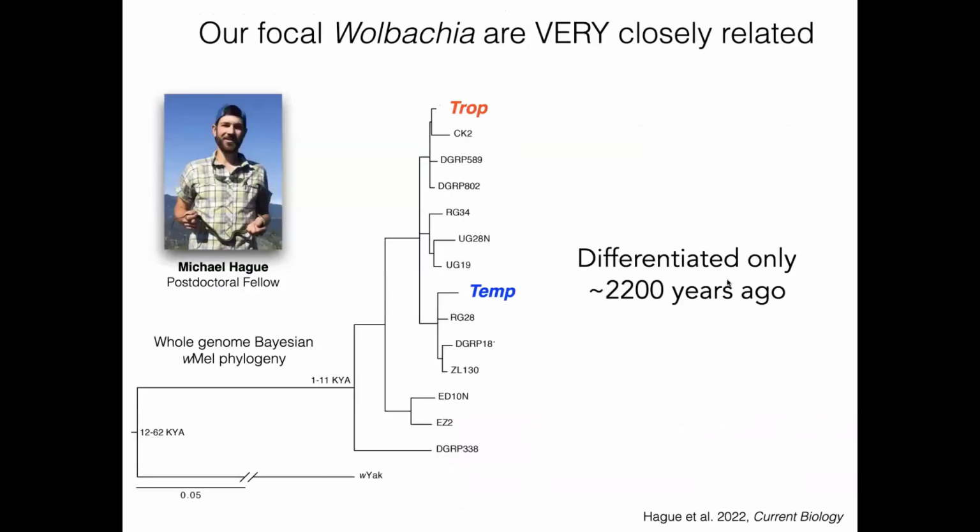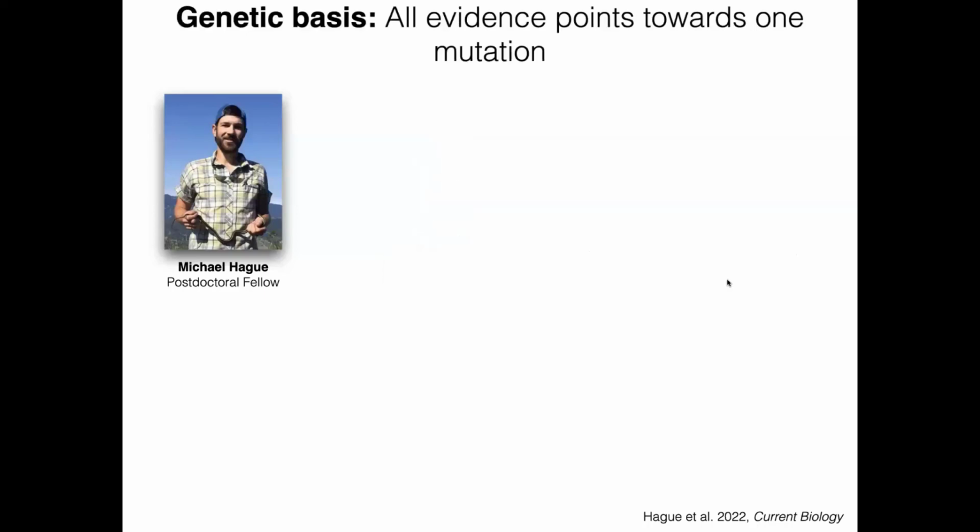What's surprising is that the differences between the tropical and the temperate variants are nearly identical, right? I mean, these are wMel, back to that question that I think Thomas had. They're wMel, but there is genetic variation and they differ, right? But they're very closely related.